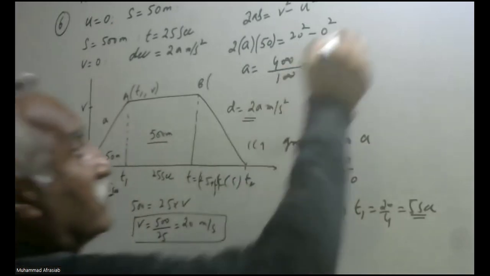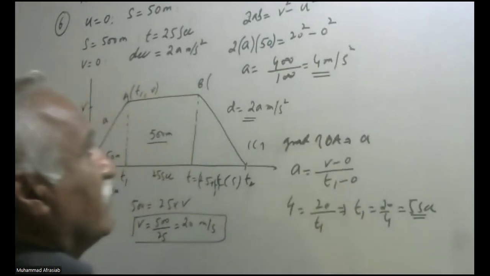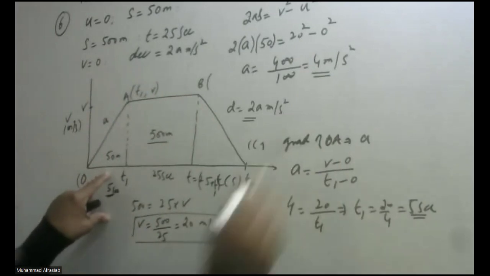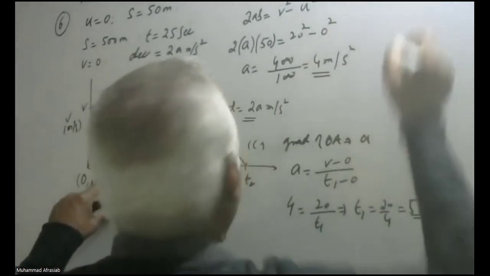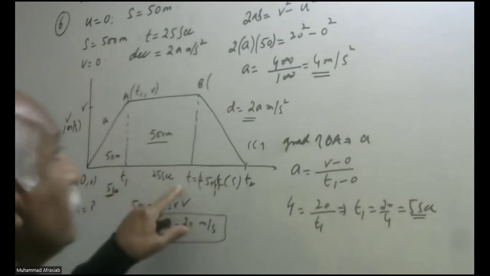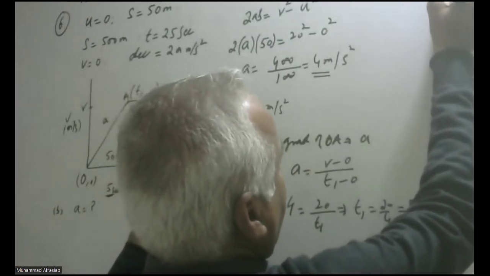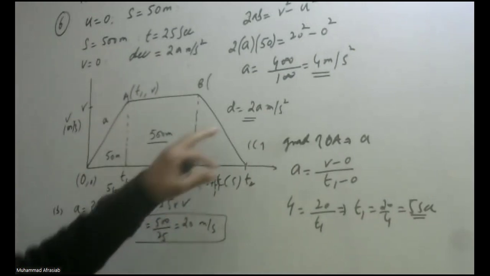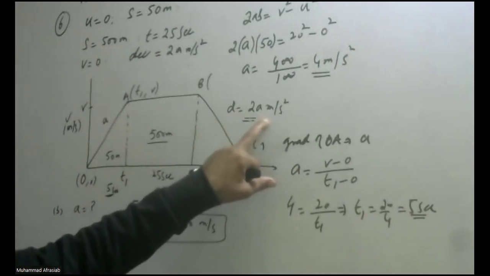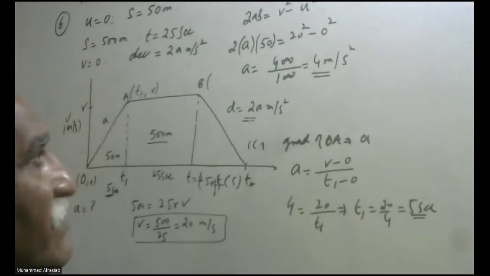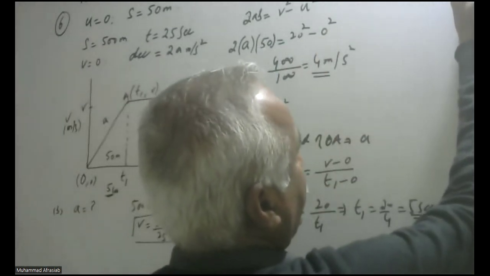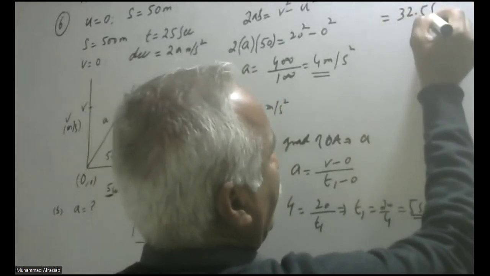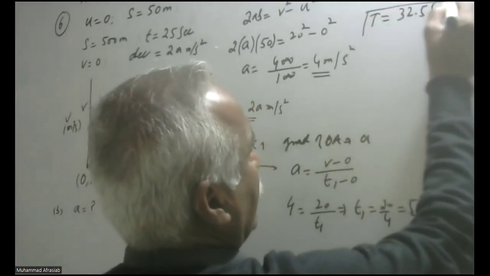Now we have to find the total time taken in its motion from the starting point. This is 5 seconds, plus 25 seconds from A to B, plus this portion. But they have mentioned a condition that the deceleration is twice that acceleration. So if it took 5 seconds here, it will take 2.5 seconds in the next part. So the total is 32.5 seconds for this whole journey of its motion.